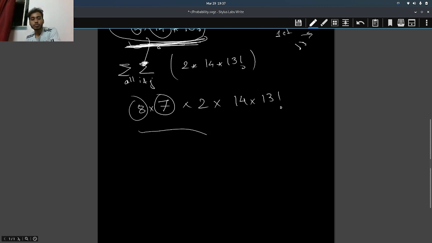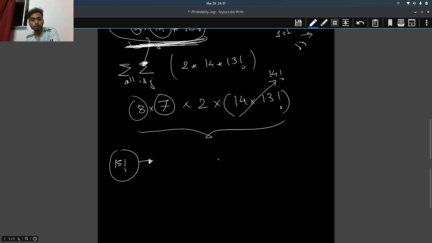So this is the total number of ways. Now we need to find the average, so how many total permutations are there of them? 15 factorial, right? So we can see that this boils down to 14 factorial. So 8 into 7 into 2 into 14 factorial is already there with us.